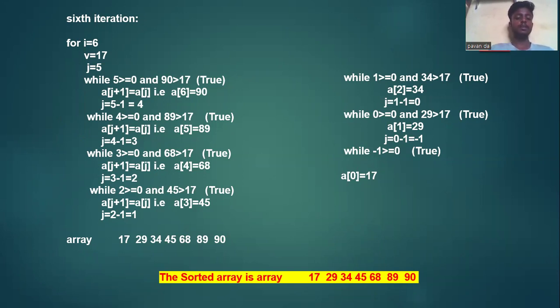And as you can see, here is the increasing order of the array, and this is a sorted array where first we give an unsorted list. Now this algorithm gives a sorted array. Now the sorted array is 17, 29, 34, 45, 68, 89, 90, which is in increasing order or non-decreasing order.